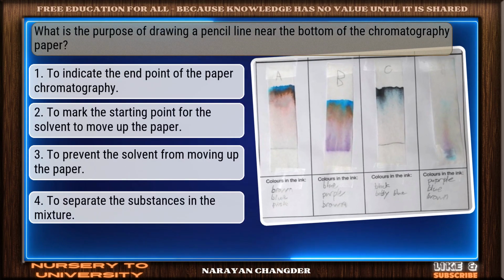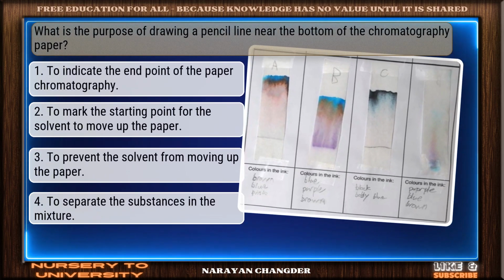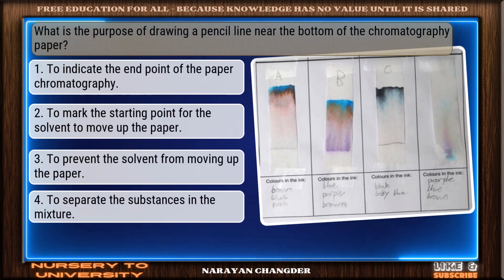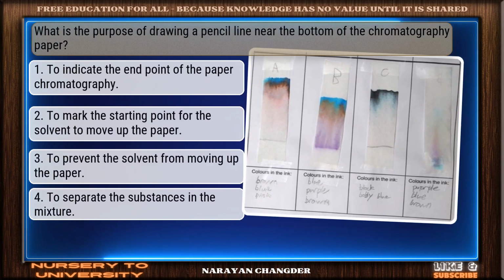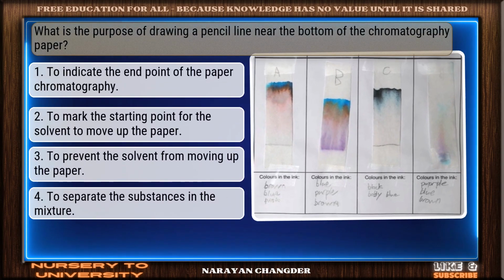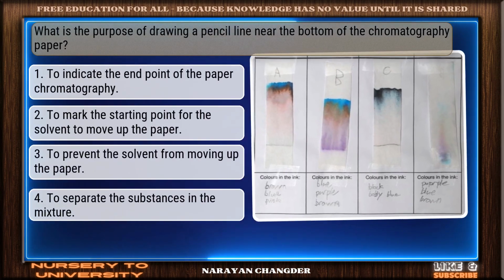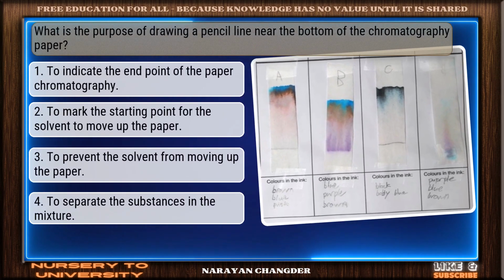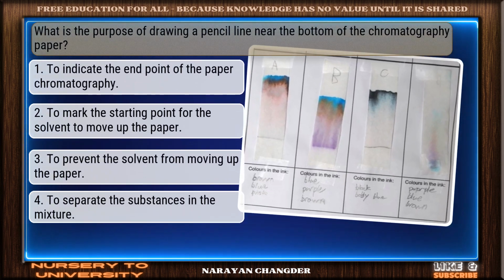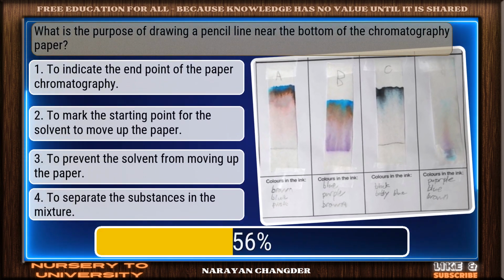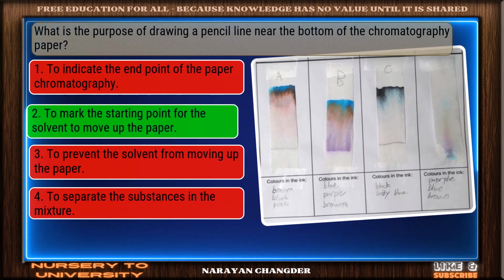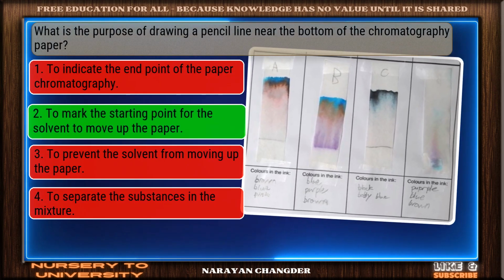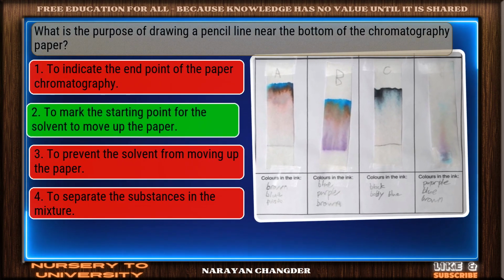Option 1, to indicate the end point of the paper chromatography. Option 2, to mark the starting point for the solvent to move up the paper. Option 3, to prevent the solvent from moving up the paper. Option 4, to separate the substances in the mixture. Nailed it, to mark the starting point for the solvent to move up the paper.